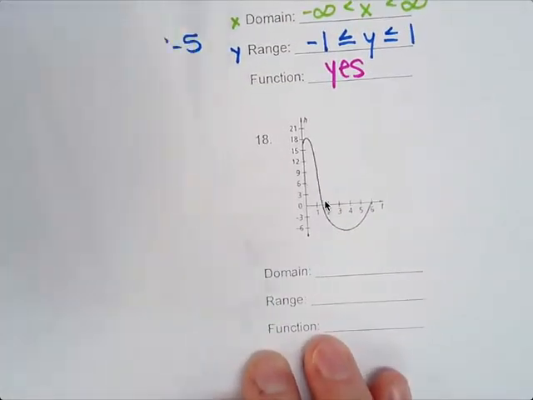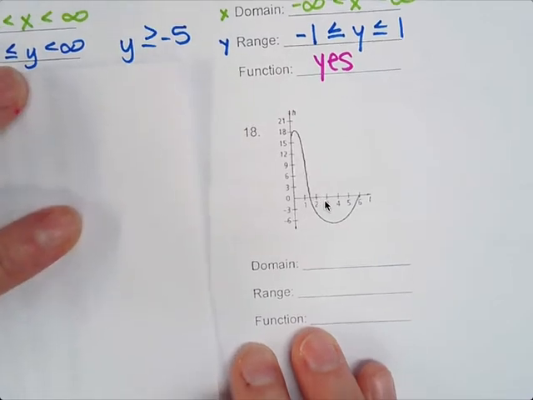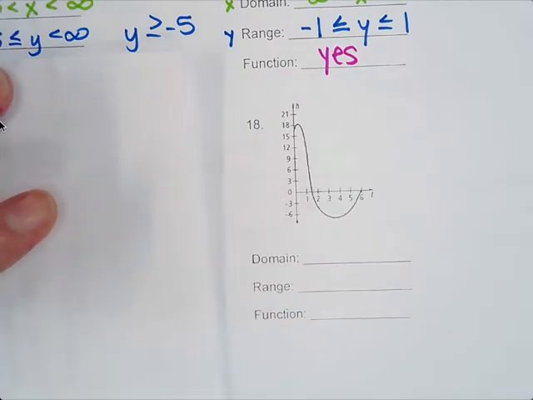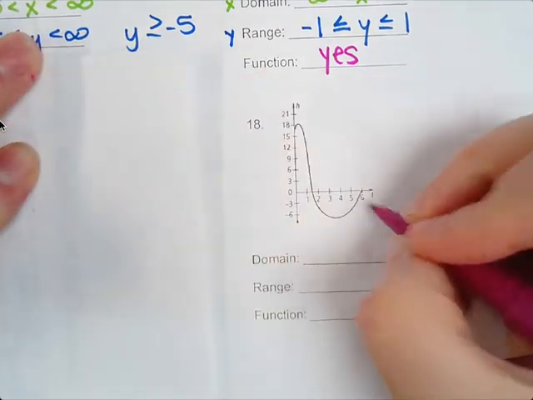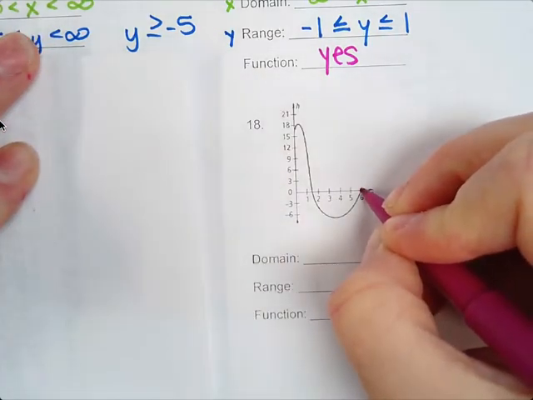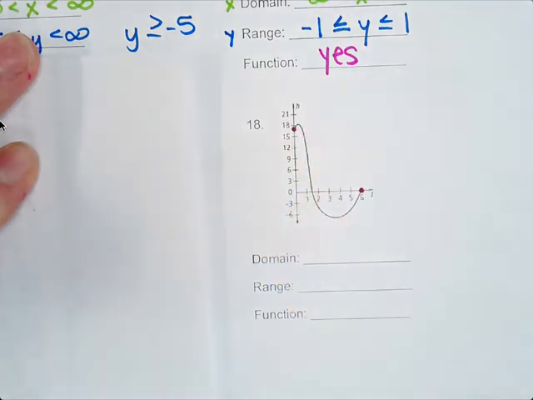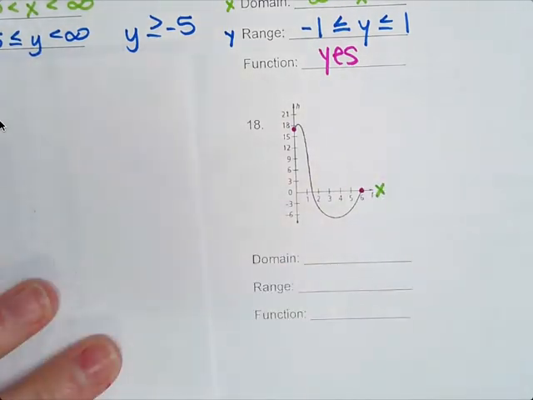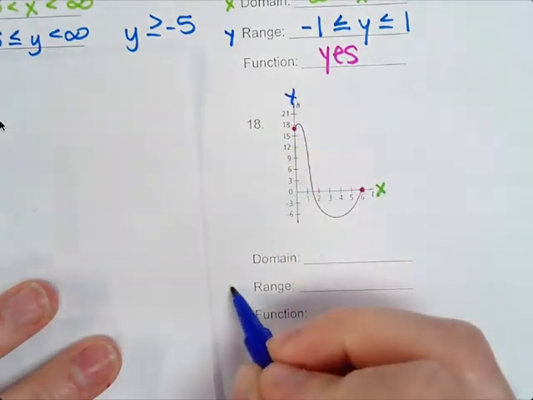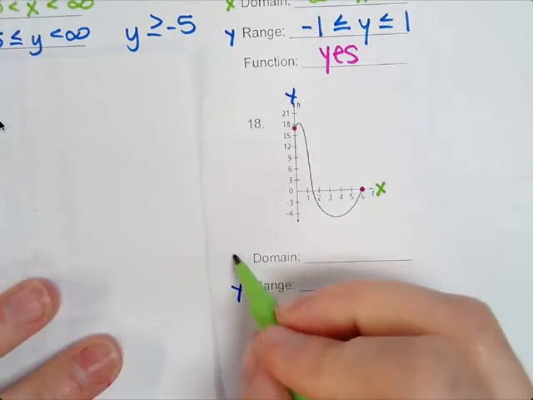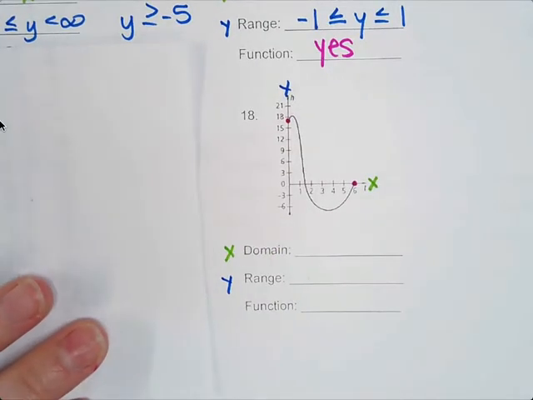Let's go to 18. 17 we did last Thursday. So 18, go ahead and start this. This is going to stop at those points. It is not continuing off the grid. It is stopping. So go ahead and see what you can do.